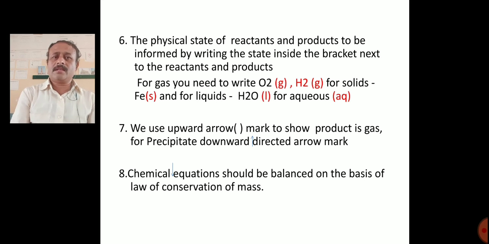The next is the eighth point: if a precipitate is produced in the product, that should be indicated with a downward directed arrow mark. Remember, if a gas is produced at the end of the chemical reaction, you have to show it with an upward directed arrow mark, and if it is a precipitate, meaning it does not dissolve in water, it will not dissolve in any solution, such a precipitate should be shown with a downward directed arrow mark.